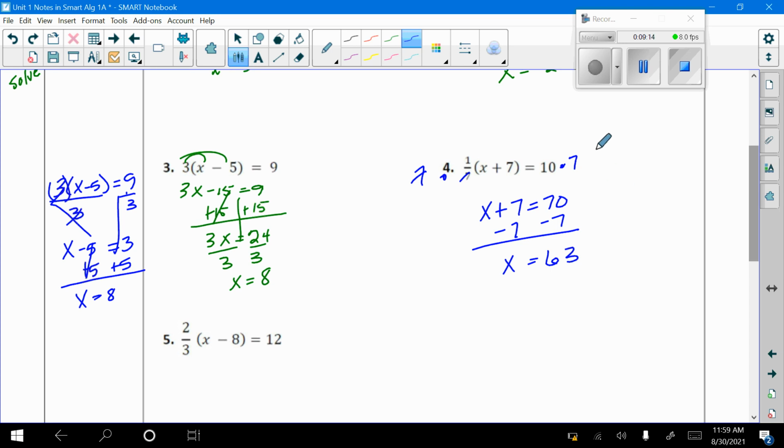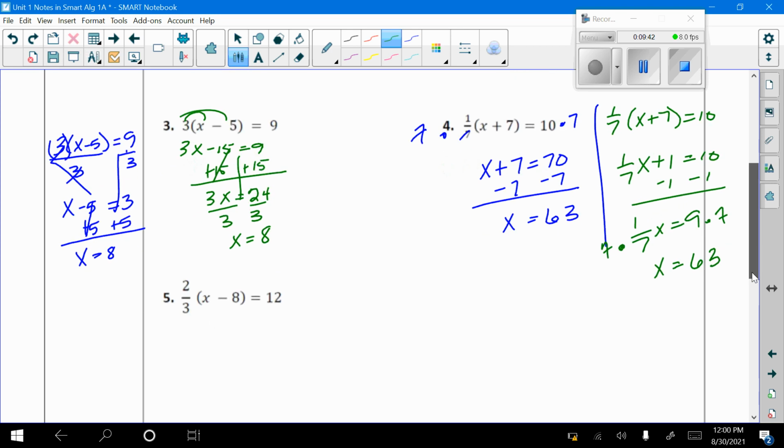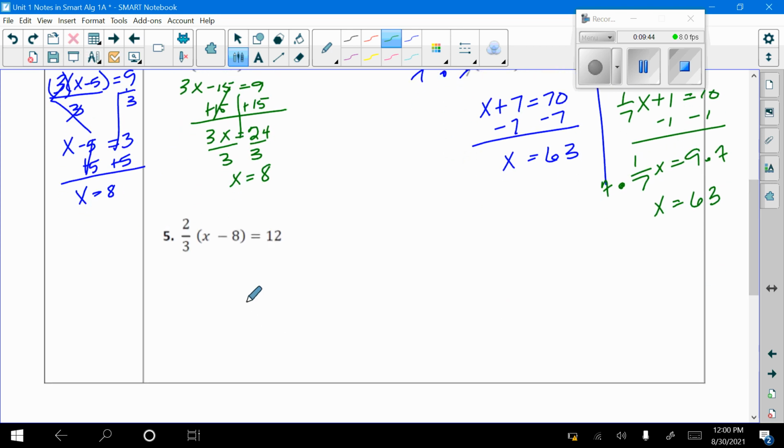The other way of doing that with the distributive property would have given me 1/7 times x plus 7 equals 10. I would end up with 1/7 x plus 1 equals 10. Take away 1, take away 1. So now 1 over 7, x is equal to 9. Now times 7 on both sides, and I get x is equal to 63. Either way, it works just fine. Same thing on this one.